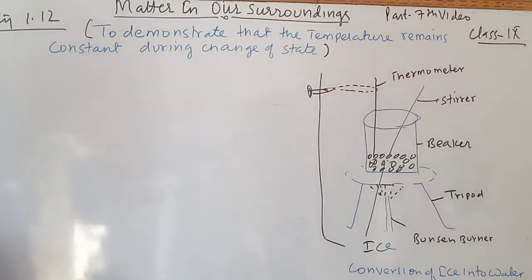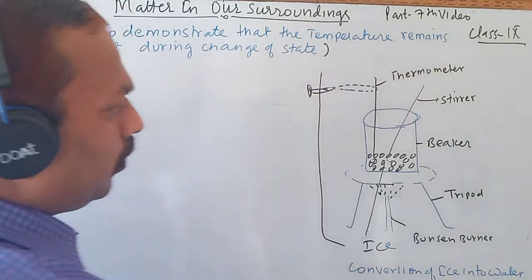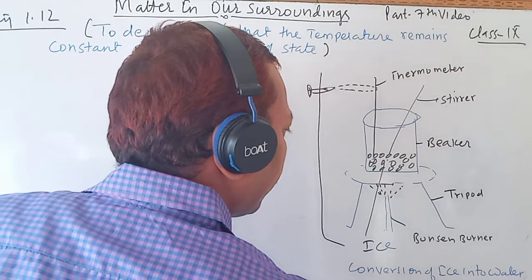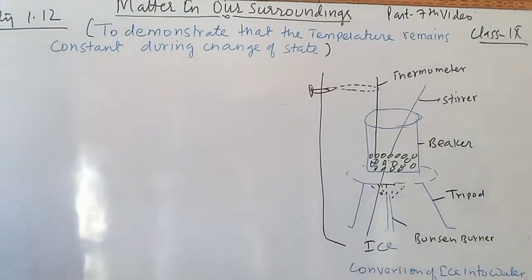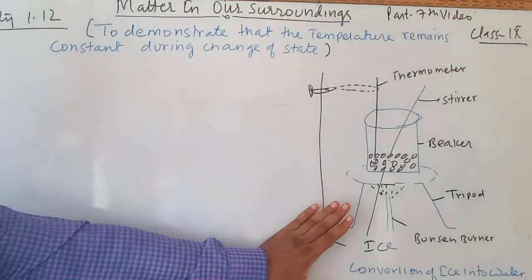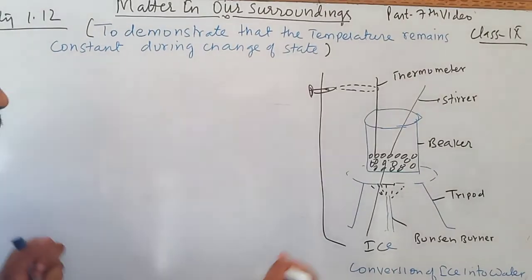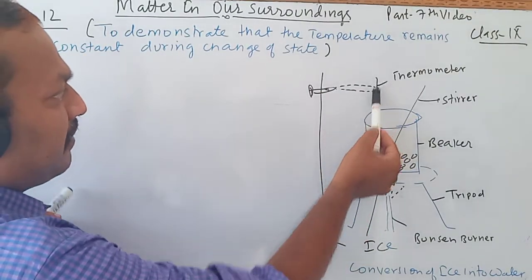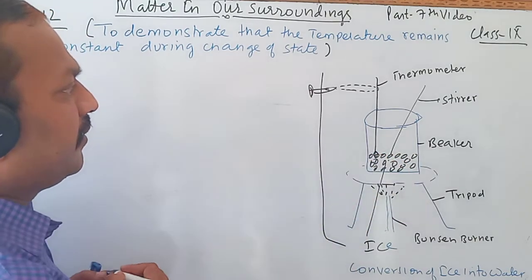So, children, very simple, this is a diagram of the conversion of ice into water, or we can say conversion of solid into liquid. First we will understand this diagram. Children, this is a stand, and this is a thermometer. The bulb part of the thermometer is attached to the solution.